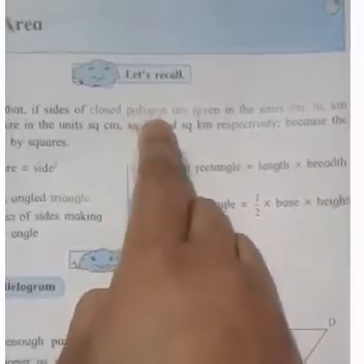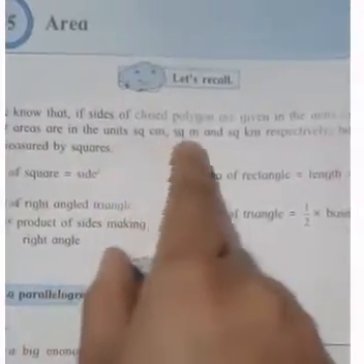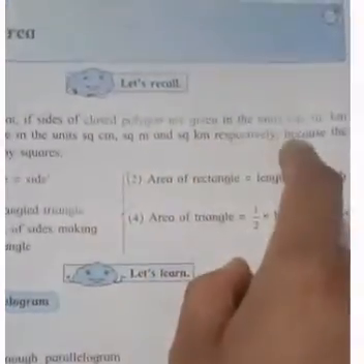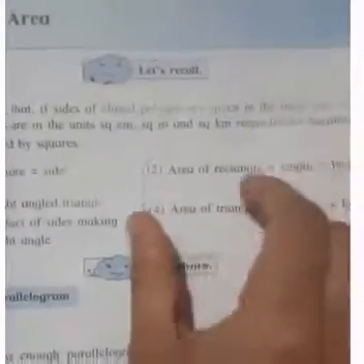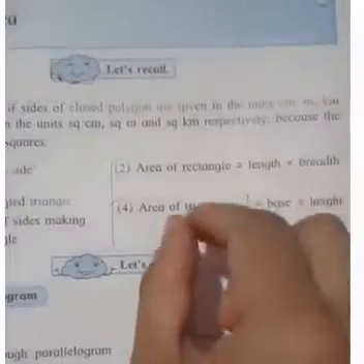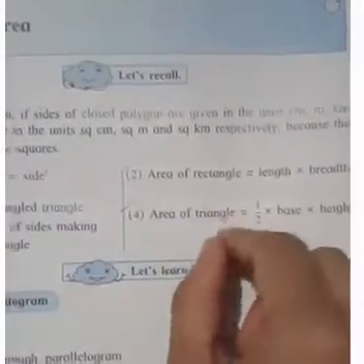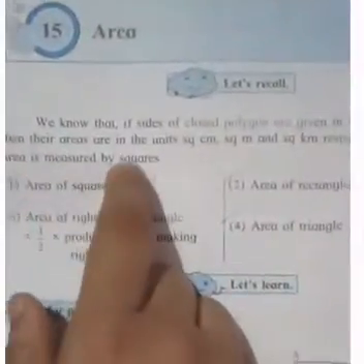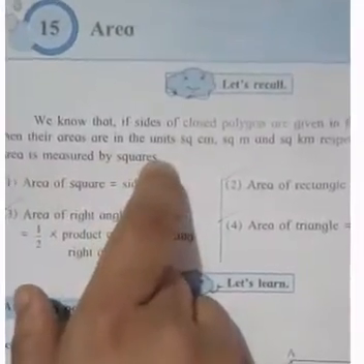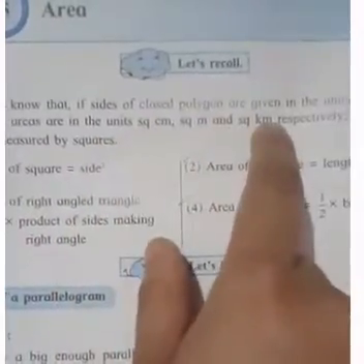Now if it is given in the units centimeter, meter, kilometer, then their areas will be calculated in square centimeter, square meter and square kilometer. Why is this so? Because we are studying the area lesson, and when we get our final answer, we will be calculating the area of this thing. So the area is always calculated in squares. They have told us that the area is measured by squares, so they have given us the units like this. Okay, so now we will move on to some formulas.